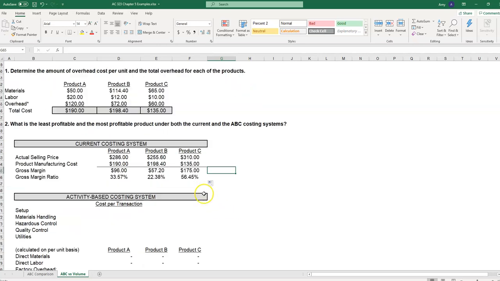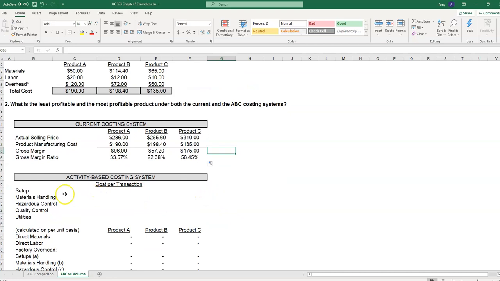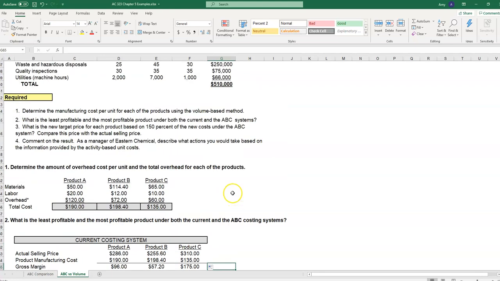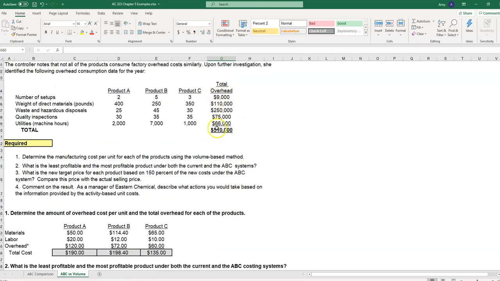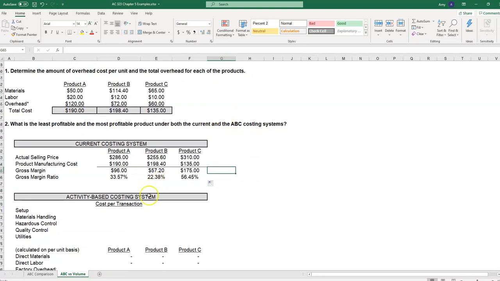So we're going to look at an activity-based costing system. And we've determined that we have 5 activities: setup, materials handling, hazardous control, quality control, and utilities. So we need to divide up our $510,000 by each activity, which we've already calculated. So now we're going to get what is our rate per unit or per item.